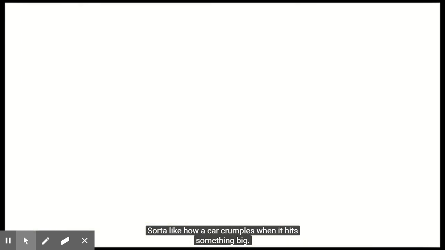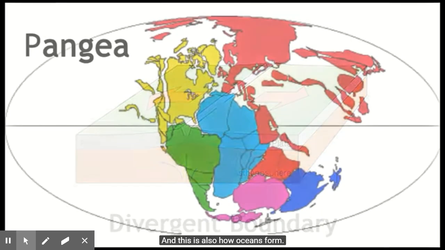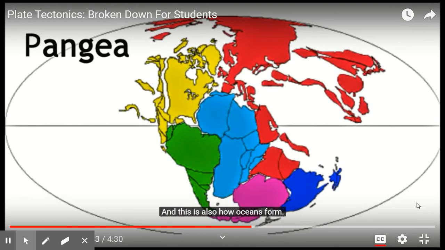something big. The second way that plates interact is at divergent boundaries. This is where plates diverge or move apart. And this is also how oceans form. Remember, we called that divergent divide, where they divide apart from each other. Also, this is how oceans are formed.